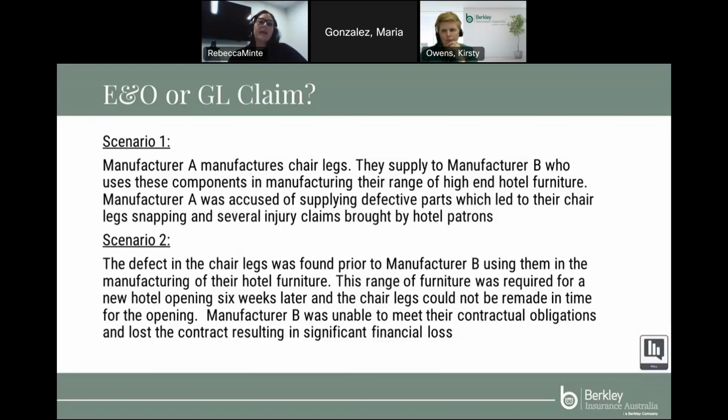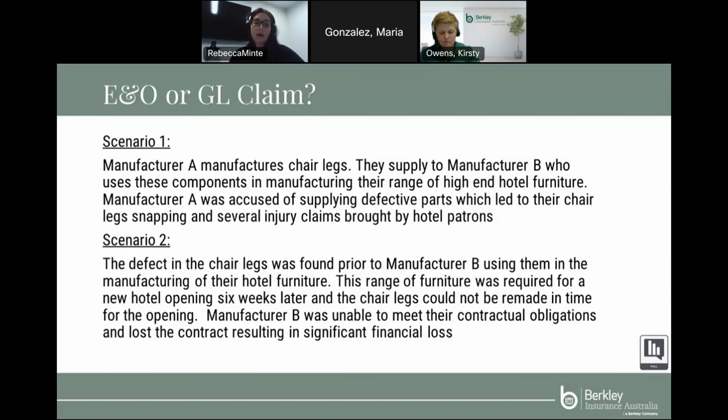Scenario 1 is manufacturer A manufactures chair legs. They supply to manufacturer B, who uses these components in manufacturing their range of high-end hotel furniture. Manufacturer A was accused of supplying defective parts, which led to the chair legs snapping and several injury claims brought by hotel patrons.